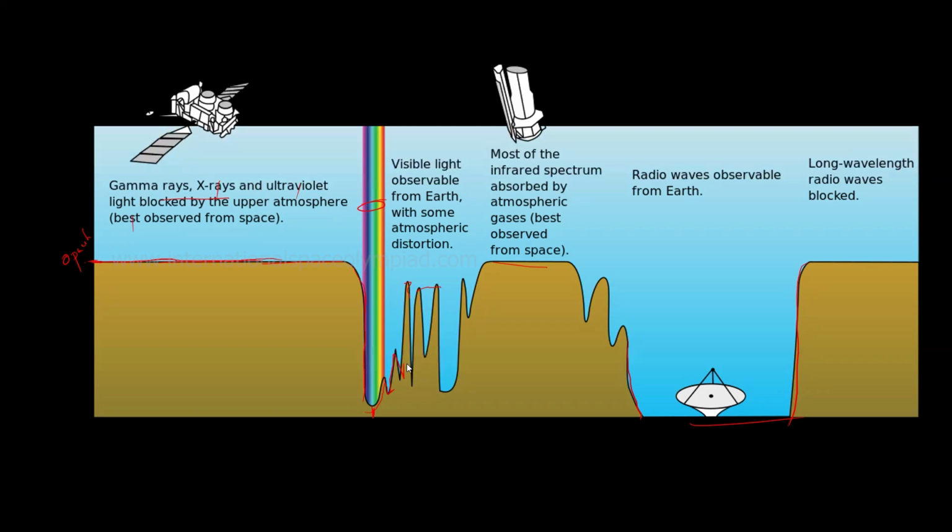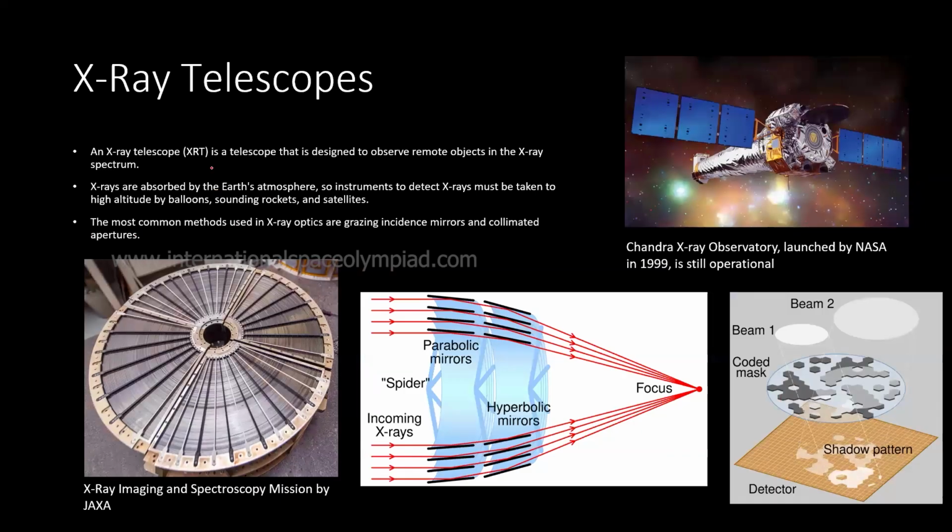So one of the main types of telescope which we cannot place on Earth's surface is X-ray telescopes, X-ray and gamma ray. Both work on almost the same kind of principle. Anyway, we will discuss X-ray here. So an X-ray telescope, usually known as XRT, is a telescope that is designed to observe remote objects in the X-ray spectrum.